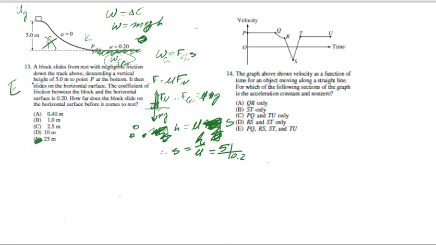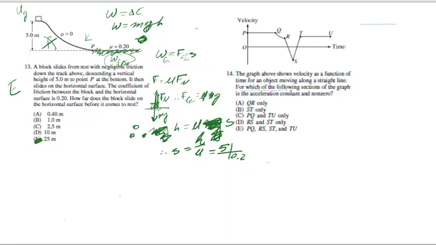Okay, now for the not so hard one. Let's look at 14. It looks ridiculous, like an ice cream cone, but the graph above shows the velocity as a function of time for an object moving along a straight line. So we've got an object moving in just a straight line, but it's speeding up, slowing down, it's accelerating.